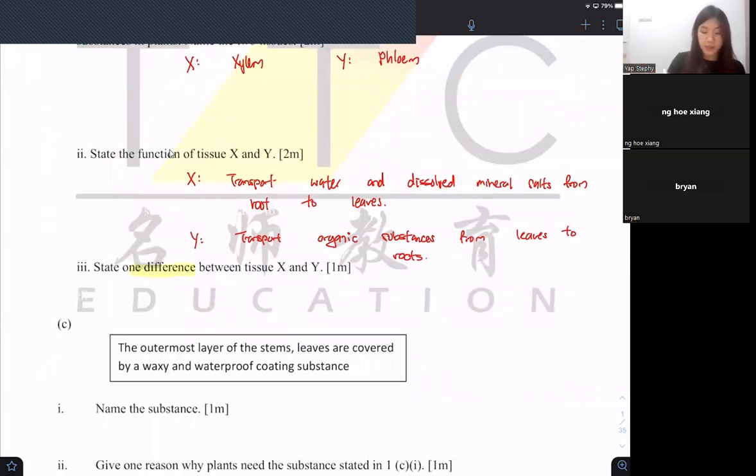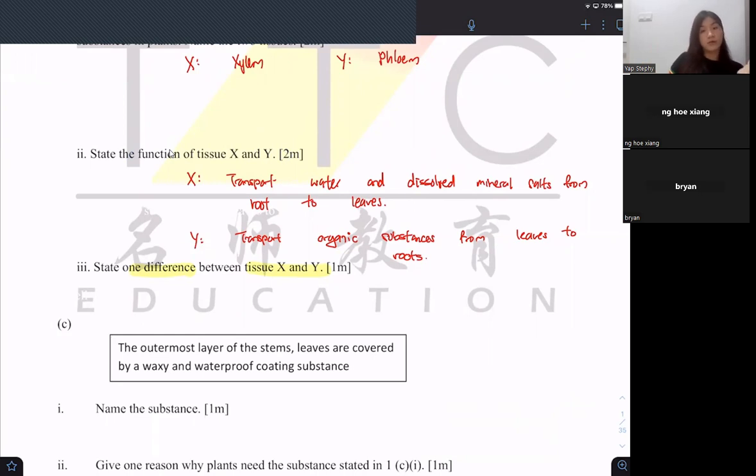State one difference between tissue X and tissue Y. So for the difference, this one is very easy. Any difference also can. You can explain the structure, or explain the characteristic. Actually, you also can explain the function because one transports water, one transports organic substance. But for this question, don't, because just now the last question we did was on the function already. So better that you don't write the same answer. So for differences, you can write the other one. Xylem and phloem still have other differences.